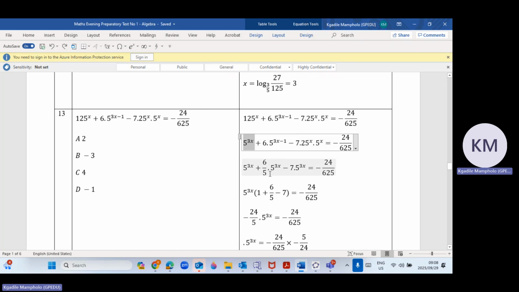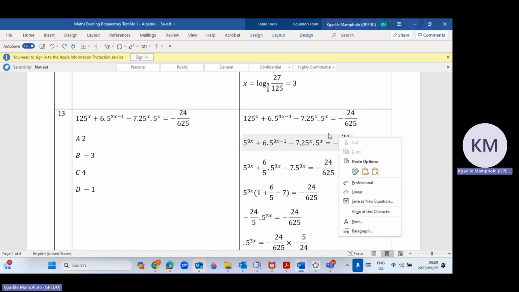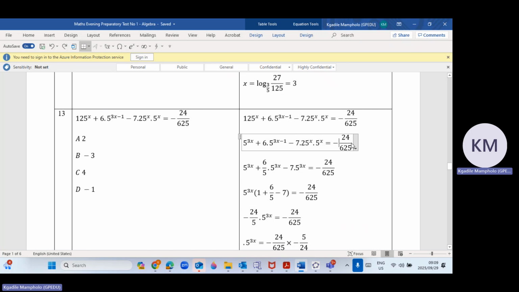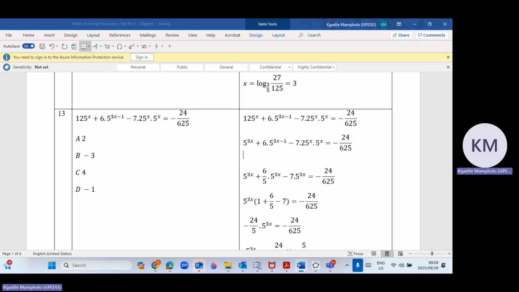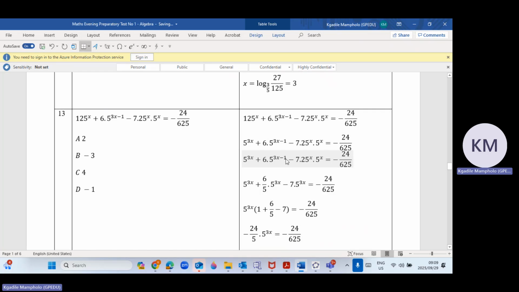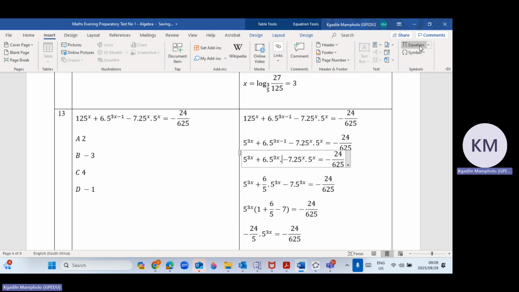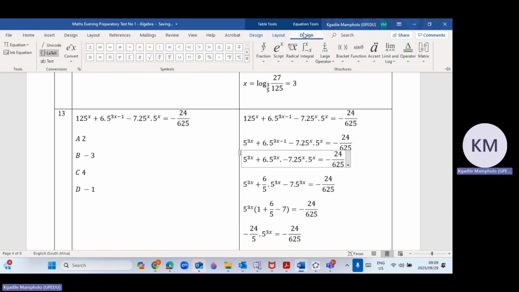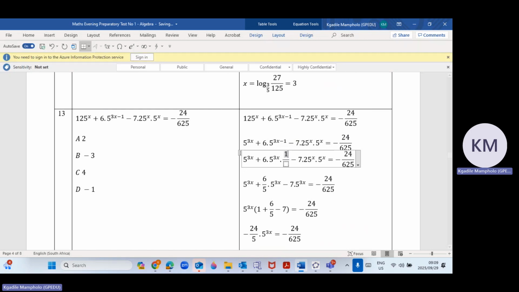But first you'll break this into common factors. So if you check, when you break into common factors, let me break the middle one into the prime factors. Then when you break it down, here you'll have 5 to the power -1, which is 1 over 5. Hence you'll have 6 over 5 in the next step. Then here you'll have 1 over 5. 1 over 5 is 5 to the power -1.